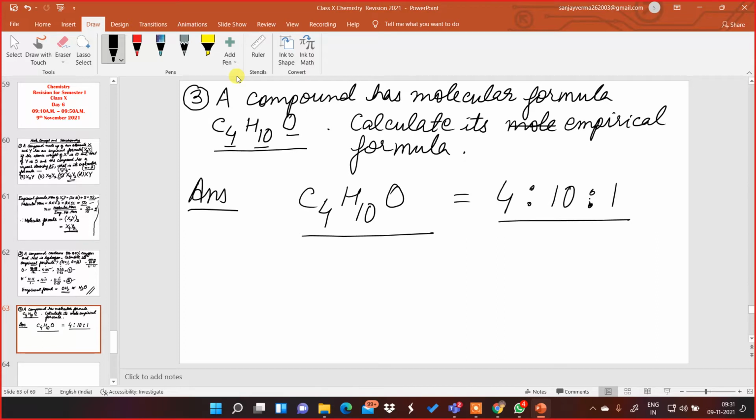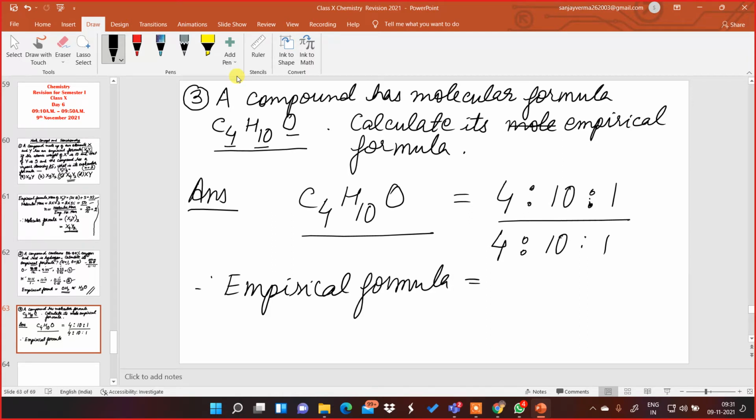So if you cancel all this with 1, what do you get? You get the same thing, 4 is to 10 is to 1. So can I say the empirical formula is the same? Therefore, the empirical formula is C4H10O. Are you getting it?